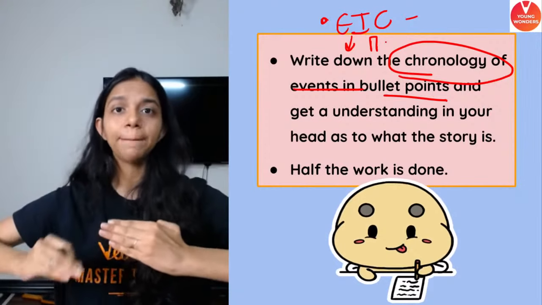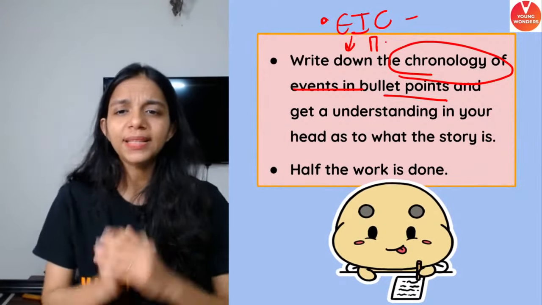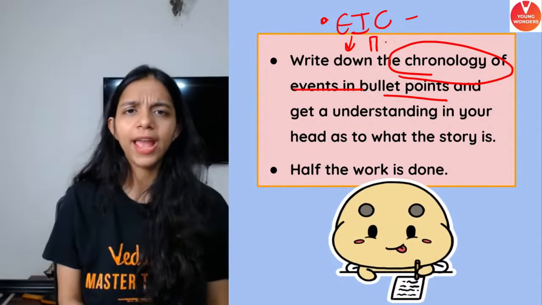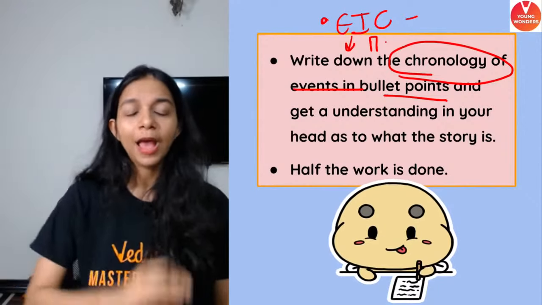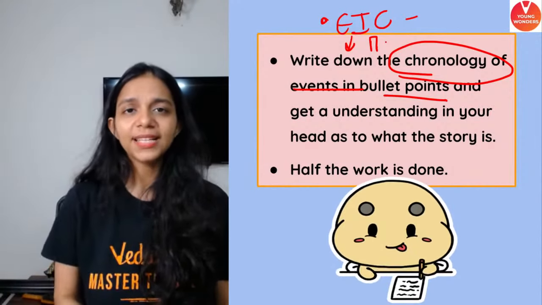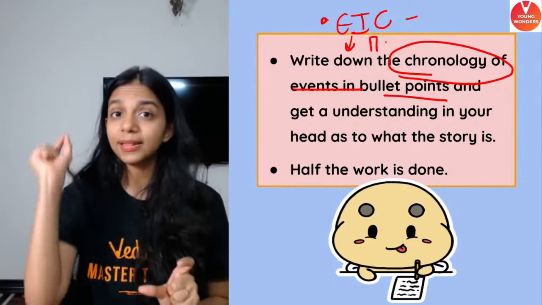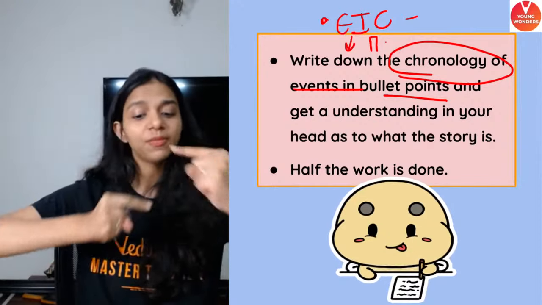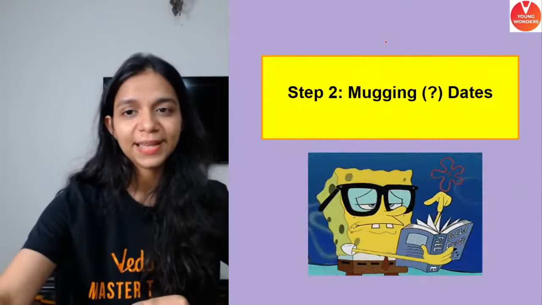Then the fall of the Harappan civilization. Start writing the chronology of events and make it clear in your head. कहानी बनाओ, story बनाओ पहले पूरा chapter की. Forget about dates, forget about everything. ठीक है, you have done this, half your work is already done. Events are more important than dates. You should know what comes one after the other. ठीक है, got it? Let's go to the next step.